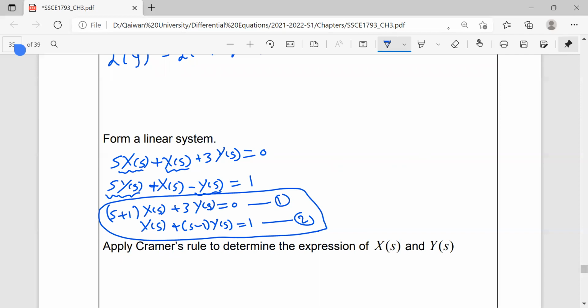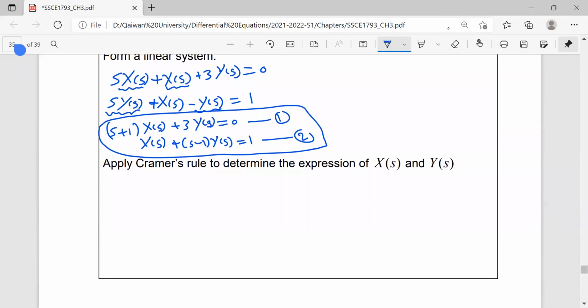Up to now, we just took the Laplace transform for both sides, then we rearranged. Now we apply Cramer's rule for finding x of s and y of s. For Cramer's rule, we should find matrix A, which is the coefficients of x of s and y of s in both equations. For the first equation, the coefficient of x of s is s plus 1, and the coefficient of y of s is 3. In the second equation, the coefficient of x of s is 1, and the coefficient of y of s is s minus 1.